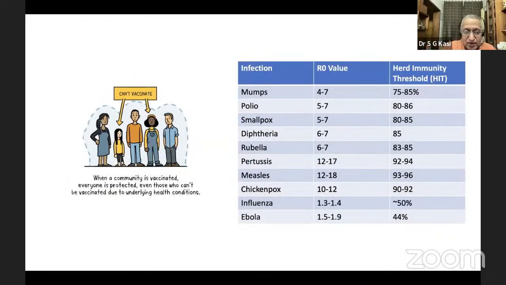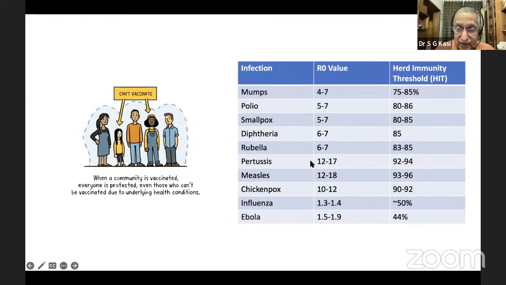So herd immunity is necessary when you want to protect someone who cannot take the vaccine. Maybe he's immunodeficient, maybe he has some allergy to the vaccine. The other thing one should keep in mind is there is a direct relationship between the R0 value and the herd immunity threshold. So for diseases which have a low R0 value, the herd immunity threshold is also low, like mumps, which has an R0 of 4 to 7, and 75% is fine.